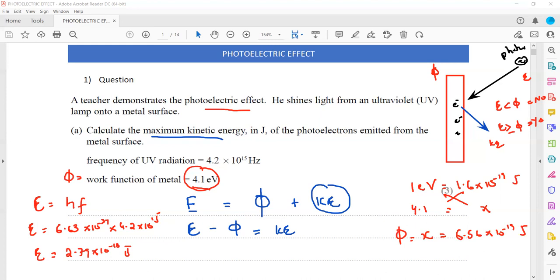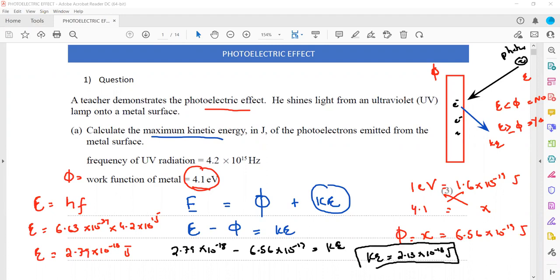So the energy was 2.79 × 10^-18, minus the work function, which is 6.56 × 10^-19. When we subtract the two factors, the final kinetic energy, or maximum kinetic energy, comes out as 2.13 × 10^-18 joules. So this is the kinetic energy at which the electron will come out. Is this question clear, how we calculated the kinetic energy of the electron coming out from the metal surface? Any doubt in this question?